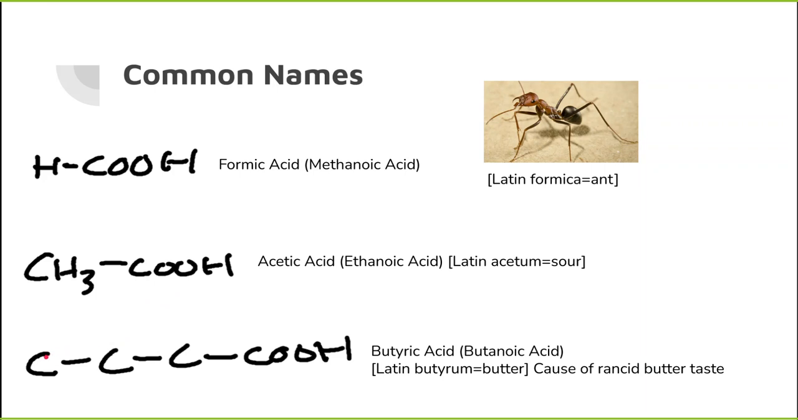And then here we have 1, 2, 3, 4 carbons. So we would call this butanoic acid, but another common name for this is butyric acid. And the reason why, again, comes from the Latin butyrum, means butter. And this acid is generated when butter goes rancid. This is what gives the rancid taste of butter, is butanoic acid.